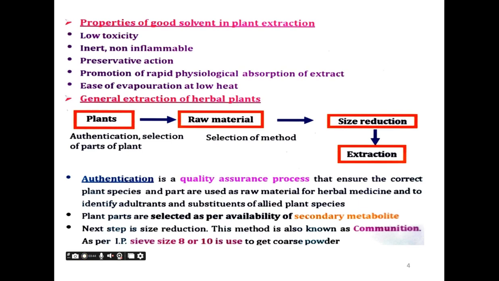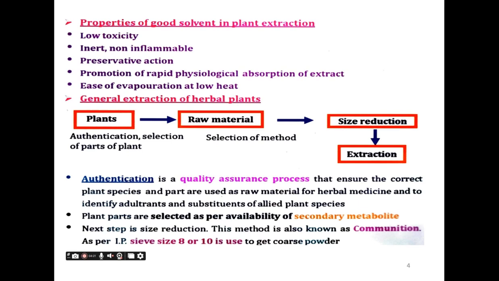Then general extraction of herbal plants. Plants means raw material obtained from plants. Before that, we have to authenticate the selected plant. We authenticate the plant through a taxonomist or botanist. They compare our plant with available literature, and they give us a specimen number.